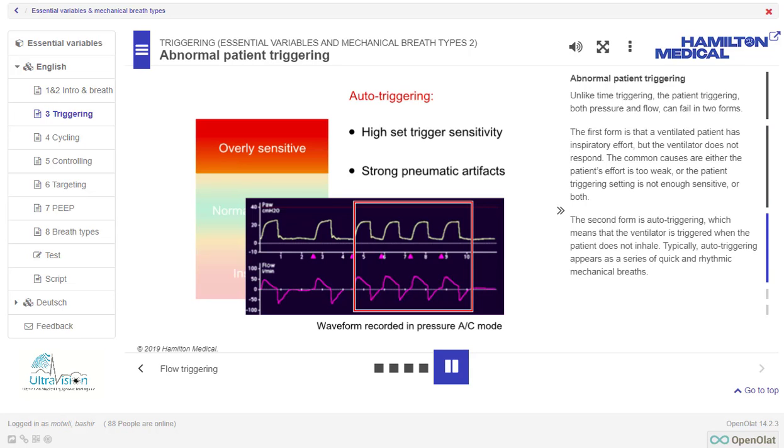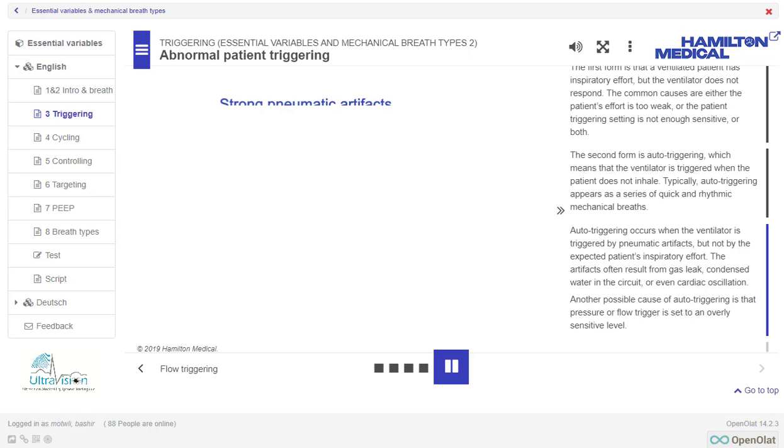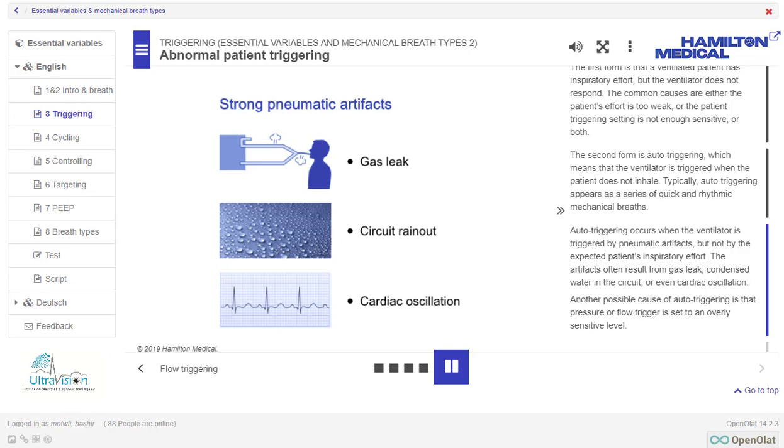The second form is auto-triggering, which means that the ventilator is triggered when the patient does not inhale. Typically, auto-triggering appears as a series of quick and rhythmic mechanical breaths. Auto-triggering occurs when the ventilator is triggered by pneumatic artifacts, but not by the expected patient's inspiratory effort. The artifacts often result from gas leak, condensed water in the circuit, or even cardiac oscillation. Another possible cause of auto-triggering is that pressure or flow trigger is set to an overly sensitive level.